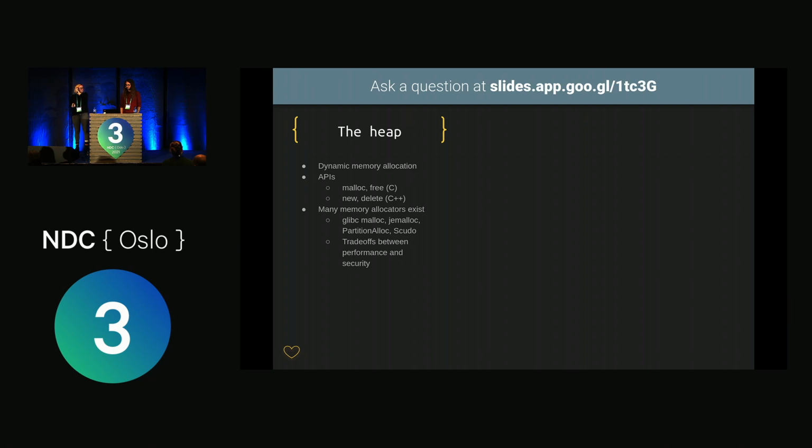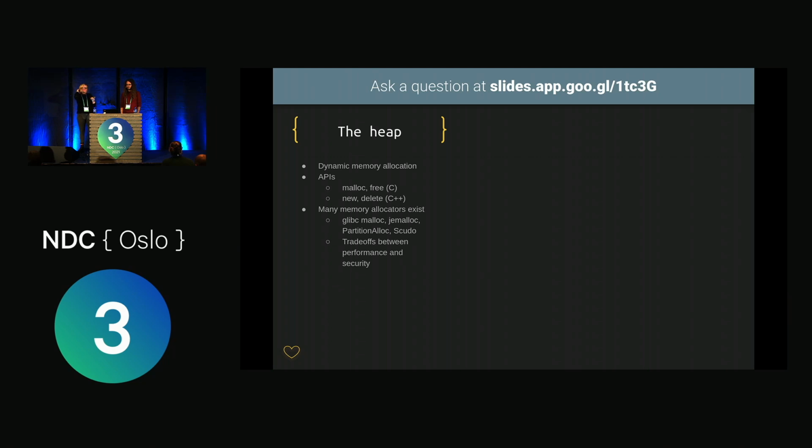So the heap is very similar to the stack, except that the stack has static memory allocation, which means that the space is determined at compile time, while the heap uses dynamic memory allocation. So we get the space at runtime.